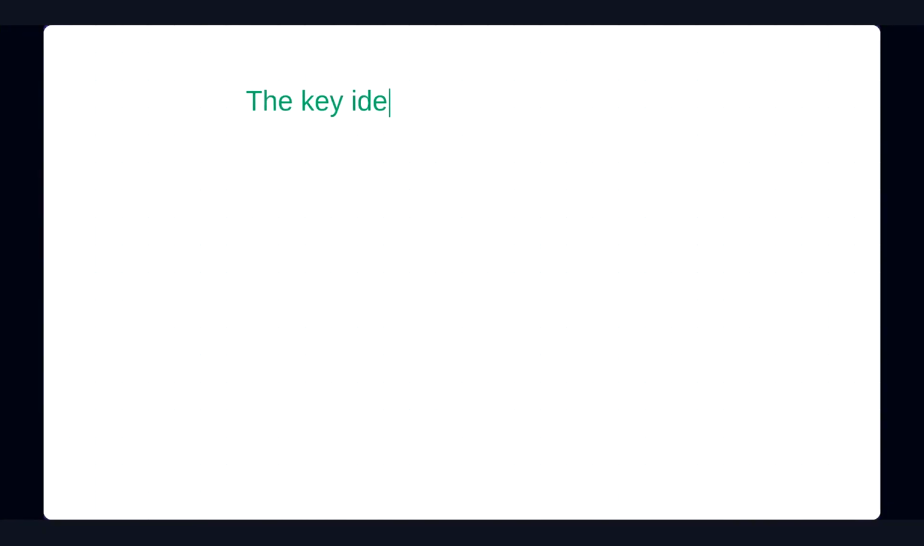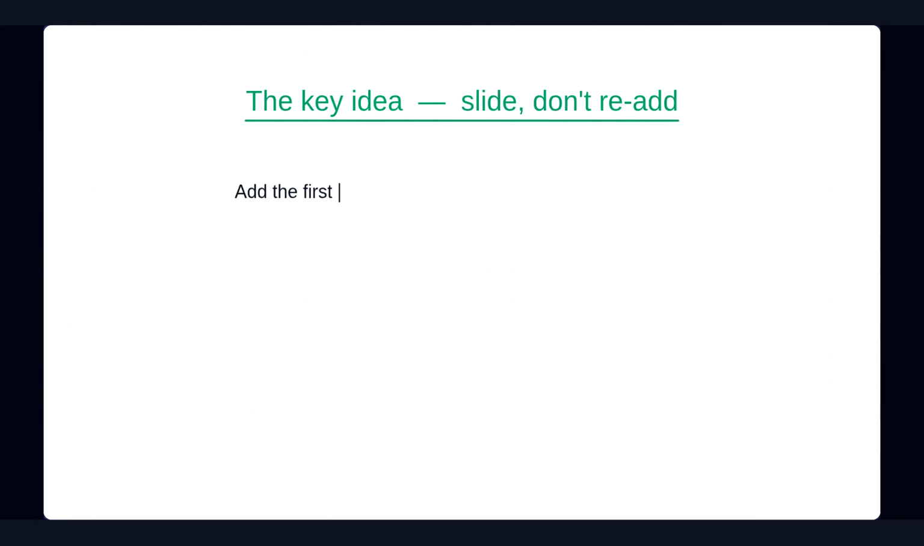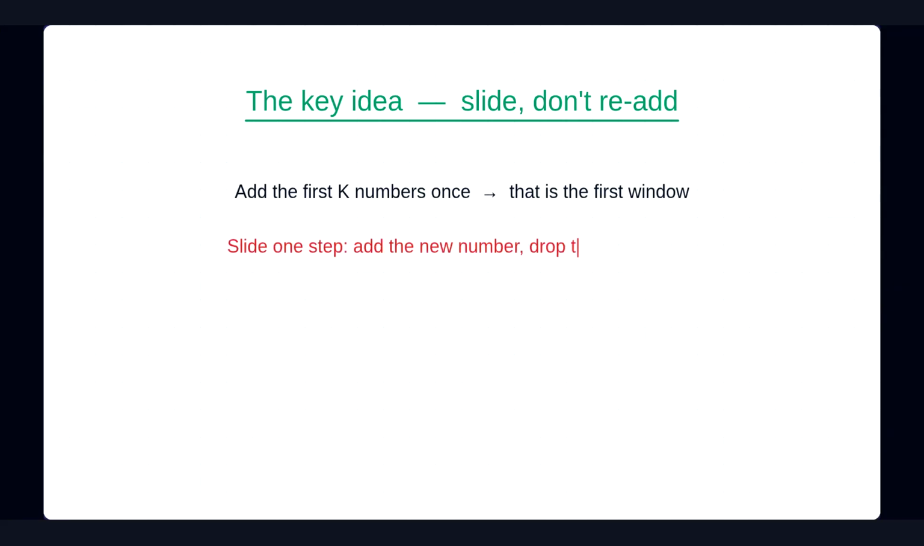The lazy way would be to add up every window from scratch, but that repeats almost the same work again and again. The smarter way is to notice that neighboring windows share all but 2 numbers. So we compute the first window once, then each time we slide, we add the number that just entered and subtract the number that just left. That keeps the running total correct with only 2 operations per step, instead of re-adding the whole window.